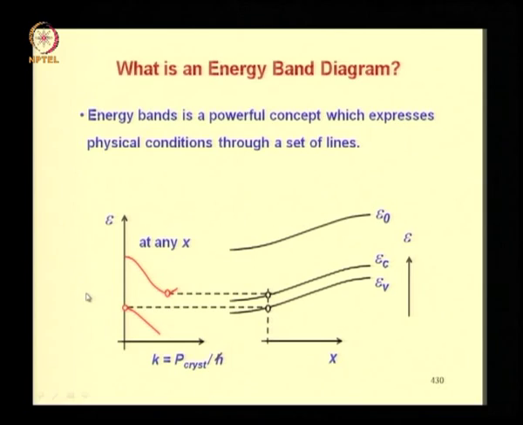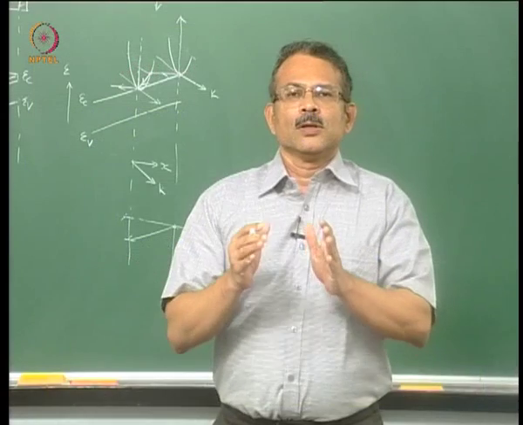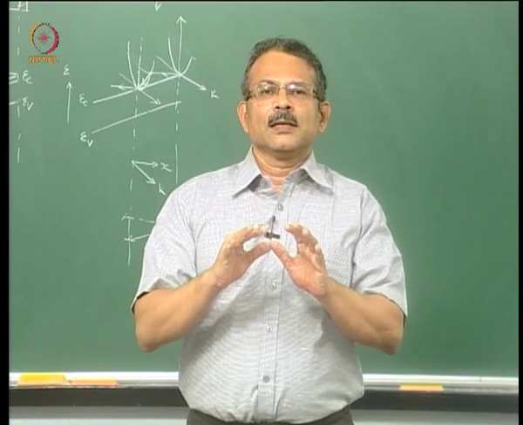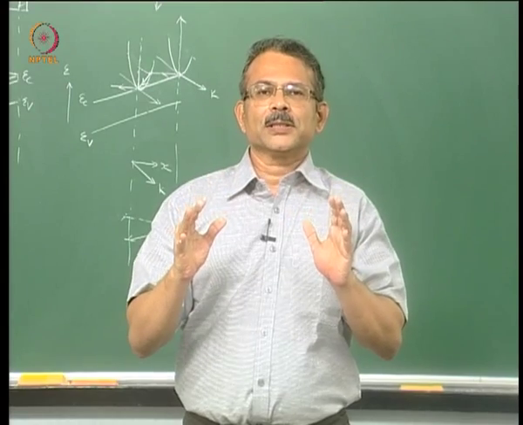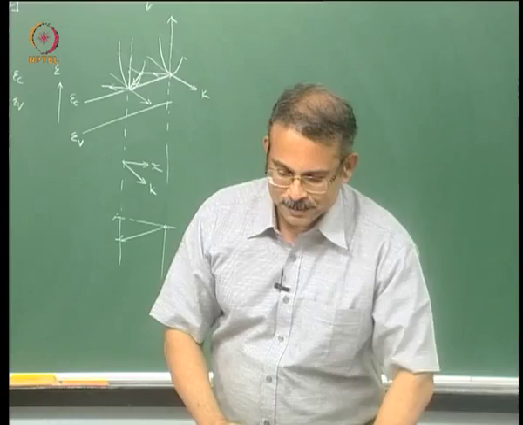So there is a correspondence between the Ek diagram and the Ex diagram. If the energy levels are varying with x, then the Ek diagram shows you the energy momentum relation at any x. These two diagrams Ek and Ex are complementary, so together they represent in totality the information. Each part has only partial information.